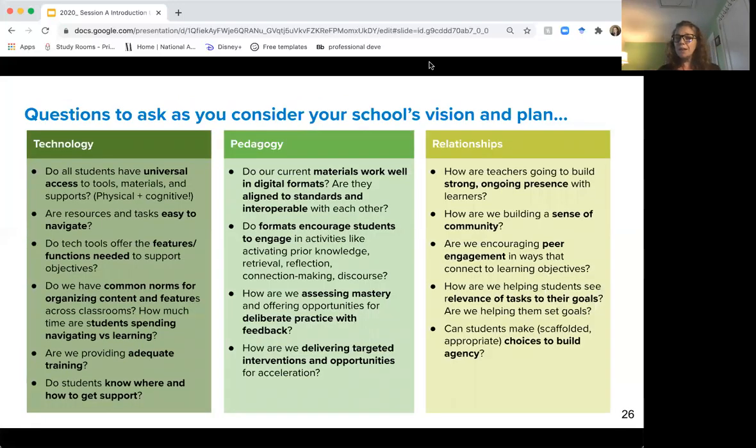First, with technology, do students have universal access, physical and cognitive, to the resources they need? Are they easy to navigate? And do they have the features and functions we actually need to support our objectives for teaching and learning? Do we have, particularly at the school level, common norms for organizing content and features? There's nothing more frustrating for a student than to have the game changed between classes when they're just figuring out how to navigate in one content area. How much time are they spending navigating versus learning? Are we providing adequate training, and do students know where and how to get support?